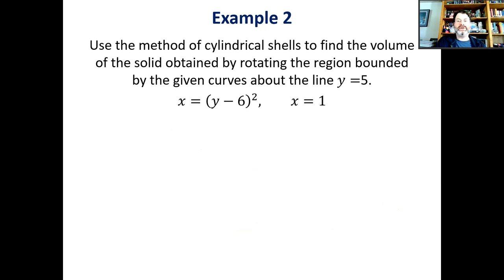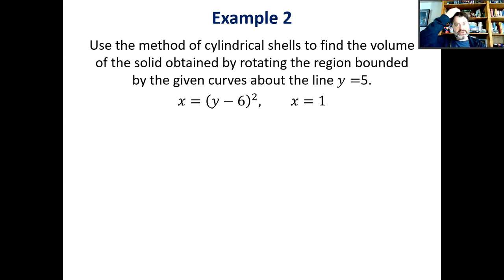So now we're going to use shells again. We want to find the volume of the solid obtained by rotating the region bounded by the given curves around the line y equals 5. This is a little bit different of a problem. It's still going to be an x integral, right? Because we're going around the line y equals 5.